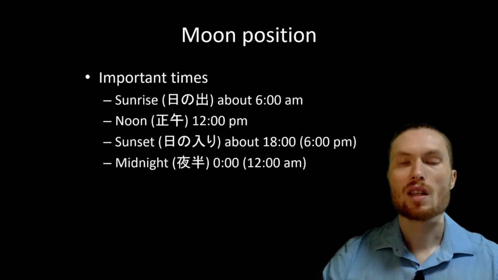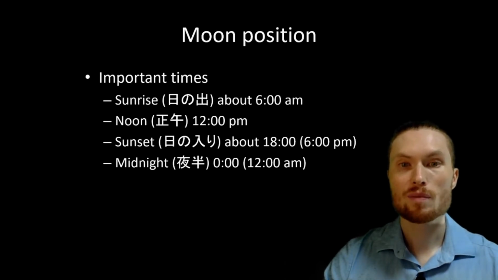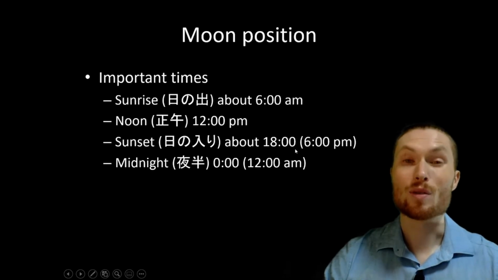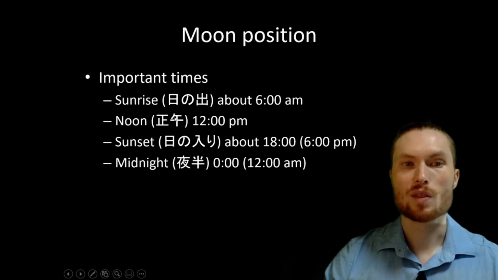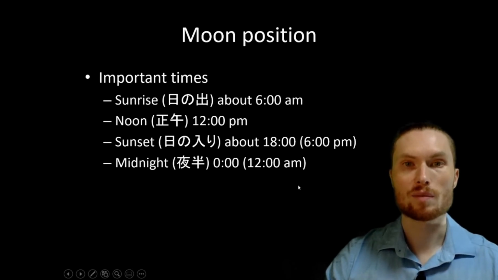First, let's take a look at this important vocabulary. When talking about the moon, we need to think about sunrise, noon, sunset, and midnight. Sunrise, about 6 a.m. Noon is 12 p.m. Sunset is about 6 p.m. Midnight is 12 a.m. So these words are very important when understanding the moon and the sun.